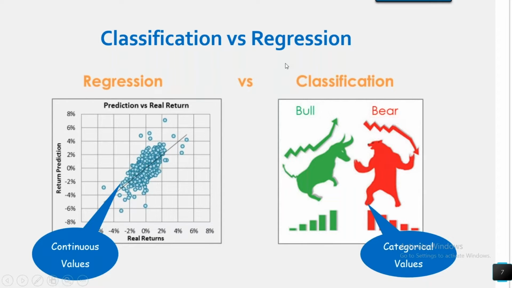In classification, you have two types, whether it is true or false. For example, it is a bull or it is a bear. That is a categorical variable, whether it is yes or no, true or false. That is where you get the results accordingly.